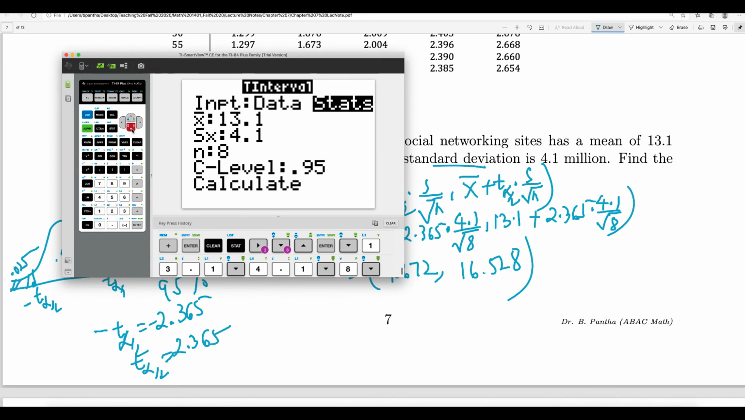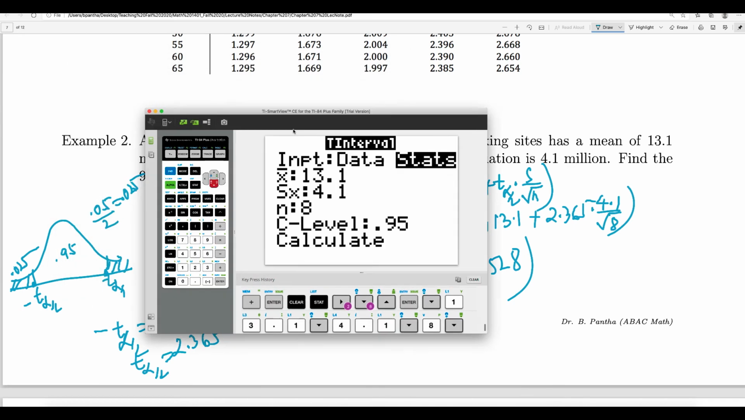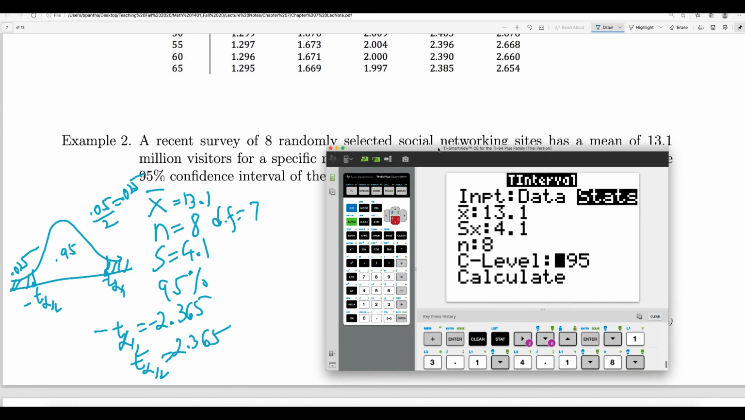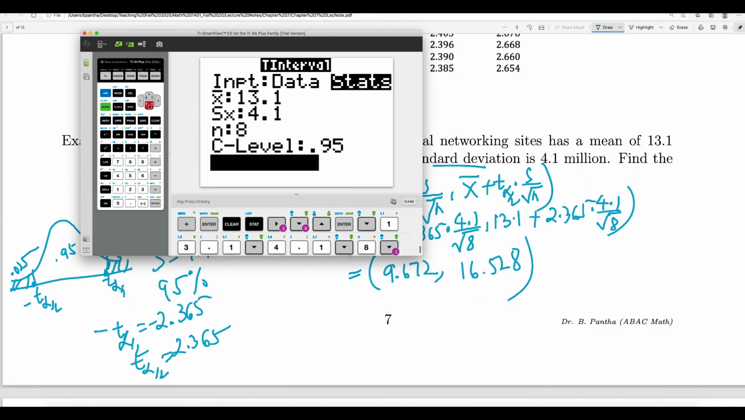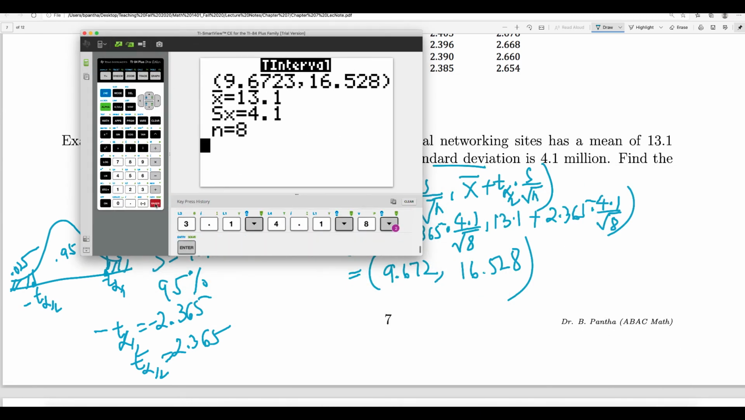And then what is the degrees of freedom? Sorry, not the degrees of freedom, the confidence level. So 95% again. So that is the same 95%, and hit calculate. You get 9.672 through 16.528. You get exactly the same answer.